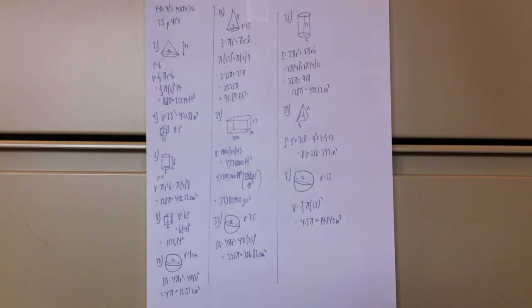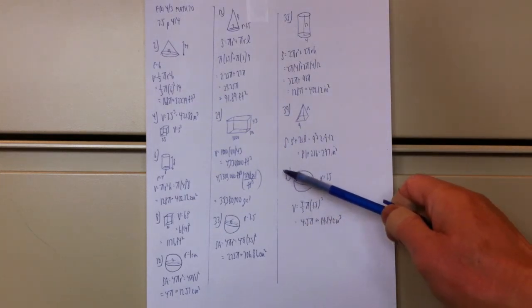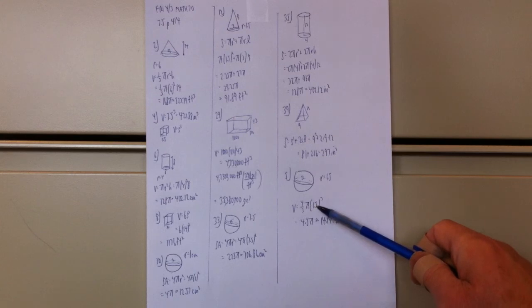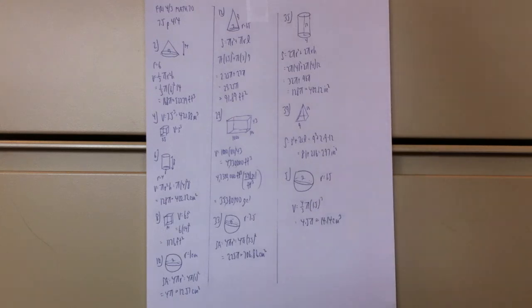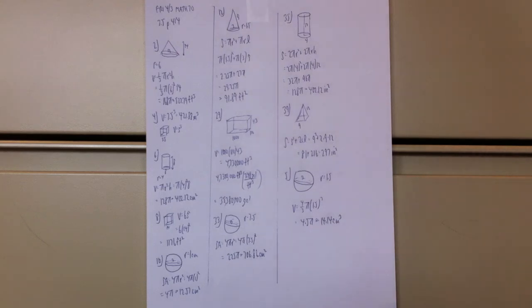So for the volume of a sphere, the formula is 4/3 pi r cubed. They give me a diameter of 3, which means the radius is 1.5. So the formula is 4/3 pi r, in this case 1.5 cubed. So punch that out, you get 4.5 pi, or 14.14 centimeters cubed.